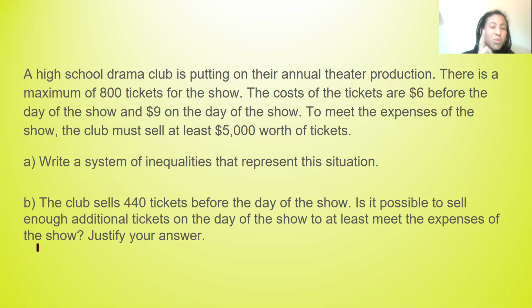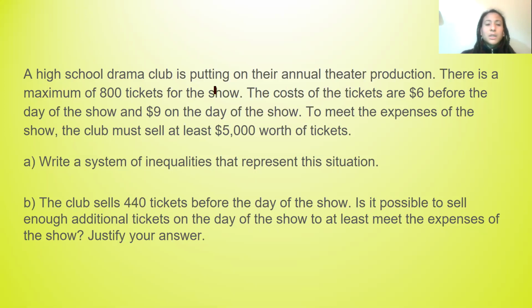So now we have two parts that we're going to work through on this one, all right? First one is we want to write the system of inequalities that represents the situation. And then the second part says the club sells 440 tickets before the day of the show. Is it possible to sell enough additional tickets on the day of the show to at least meet the expenses of the show? And we want to justify our answer. So before we get to that, let's just talk about A. Let's write the systems, but we need to highlight first, okay?